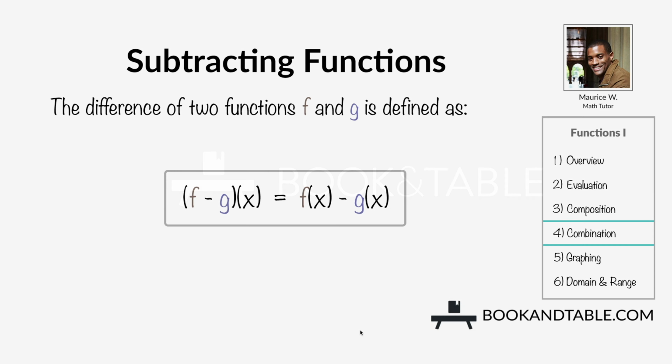The difference of two functions, f and g, is defined as f minus g of x is equal to f of x minus g of x. So this is similar to adding functions together. You want to write out the expression for each function, but instead of a positive sign or addition between them, we have a negative sign.